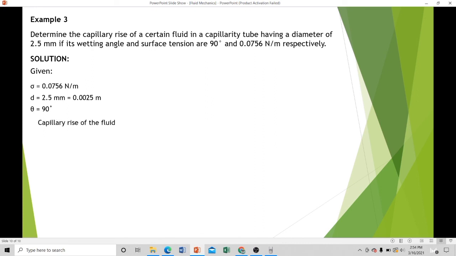We know the formula of capillary rise of the fluid is h equals 4 times surface tension cosine theta over gamma d. By substituting this data, we have 4 times 0.0756 times cosine 90 degrees over gamma times 0.0025. It did not say what fluid the certain fluid is, so we just leave its gamma. But we know that cosine 90 is equivalent to 0, so the numerator is 0, and 0 over this value means h will still be 0. Which means our capillary rise is 0, so no deformation of the liquid occurs.